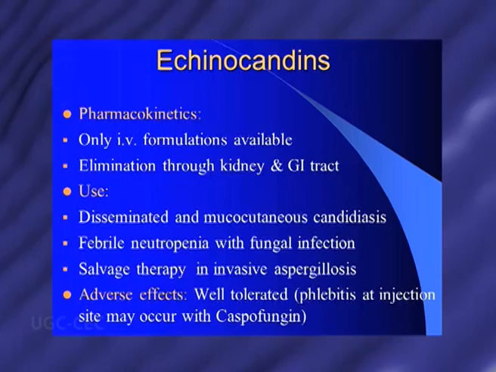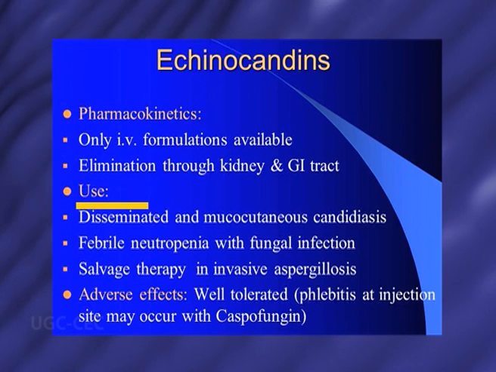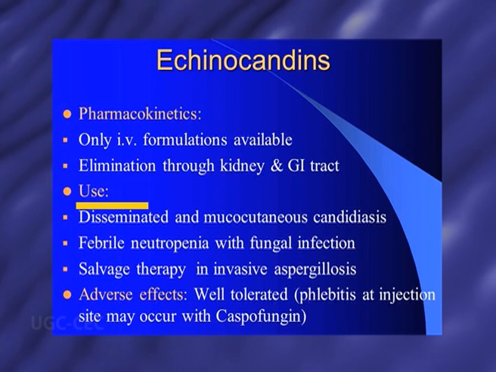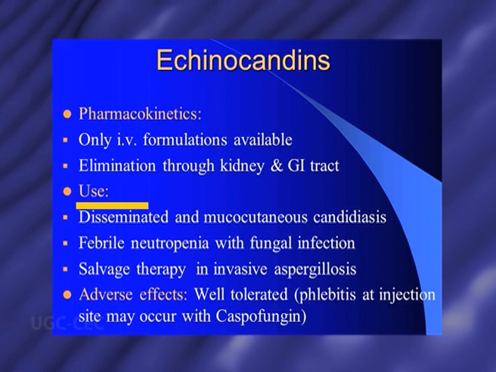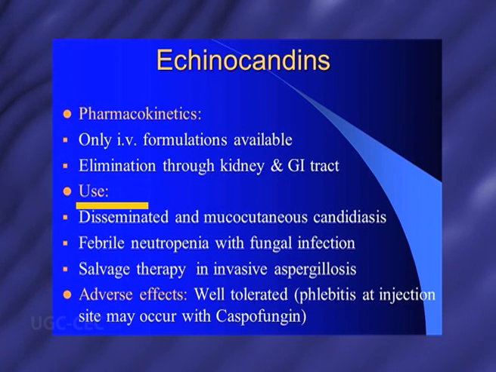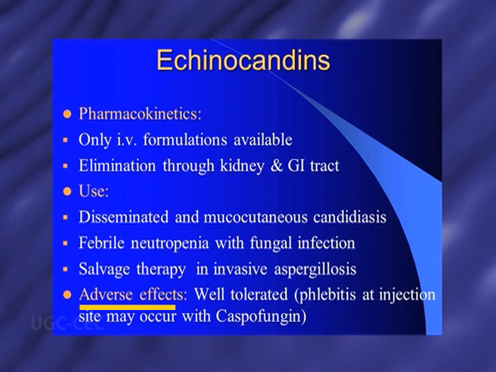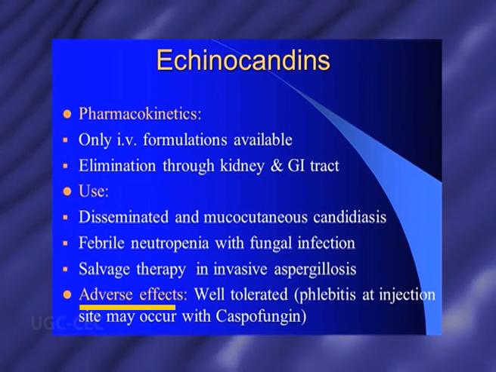The drug is available only for intravenous administration and it is eliminated both through the kidney as well as the gastrointestinal tract. Echinocandins are used only for serious and systemic fungal infections like disseminated, that is widespread, mucocutaneous candidiasis, and febrile neutropenia with fungal infections. It's used for salvage therapy in case of invasive aspergillosis of the deeper tissues. The drug is relatively well tolerated. Minor inflammation of the veins may occur at the sites of injection with caspofungin.